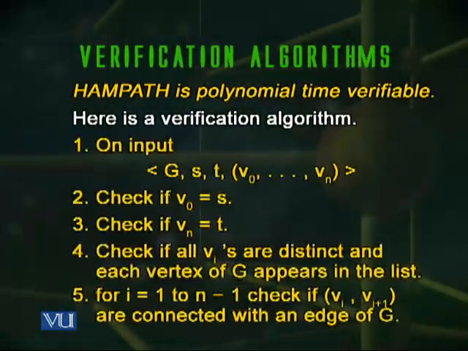Here is the verifier for it. On input, which will be first a graph and two distinguished nodes S and T, and a list of n vertices, it will check if the first vertex is S and the last vertex is T. It will check if all the vertices are distinct. If they're all distinct and the graph has n vertices, then this path is going through all the vertices of the graph. And eventually it will check if Vi and Vi plus 1 is an edge for all i going from 1 up to n.